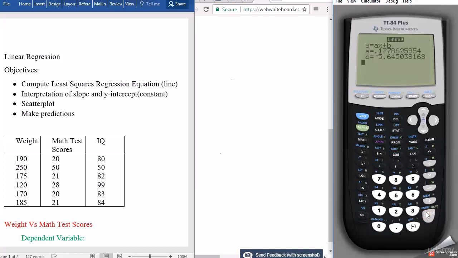So this is our equation. Y is equal to ax plus b. A is the slope, which is 0.178, and b is the y-intercept, which is a constant, which in this case doesn't really make any sense. I'm going to explain that later. So I'm going to write this here.